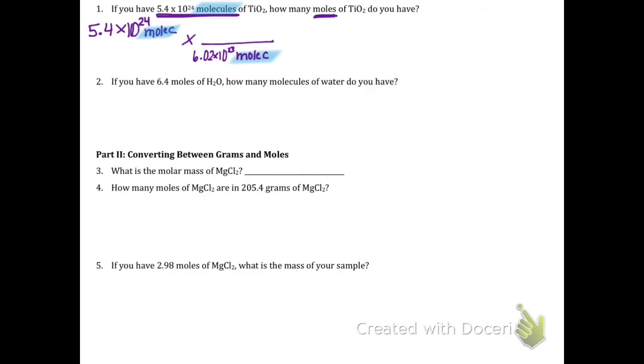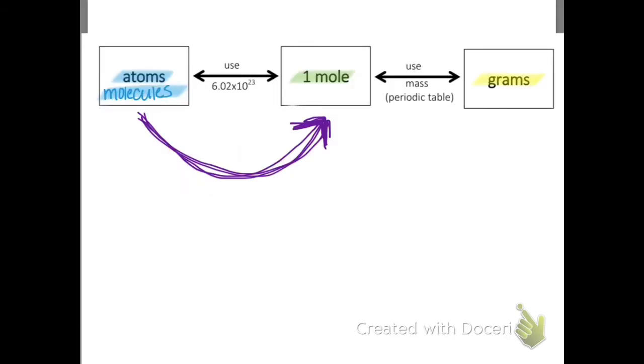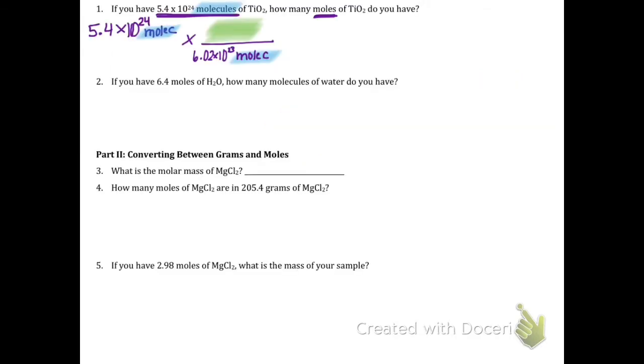Now, when you have the blue color, molecules, what number do we always use? Just like how atoms was blue, what number do we always use? We used Avogadro's number, 6.02 times 10 to the 23. Every fraction must have a green color, right? So think about what's next on your map here. We're going to moles, so perfect. Here we're going to write 1 mole.